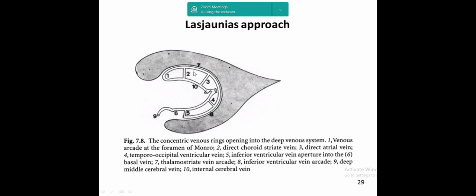And these rings are mainly useful in explaining the variations, which are essentially interruptions. If there is any interruption in the veins connecting the outer and inner rings, the venous flow will be rerouted to the other connections. So based on this theory, multiple variations can be seen in the internal cerebral venous system.